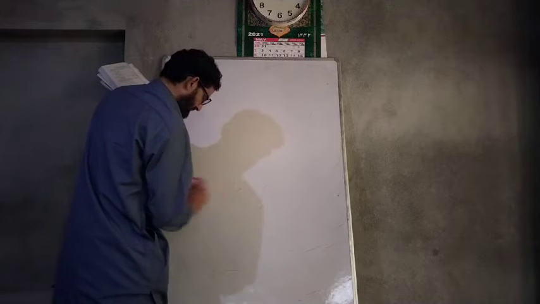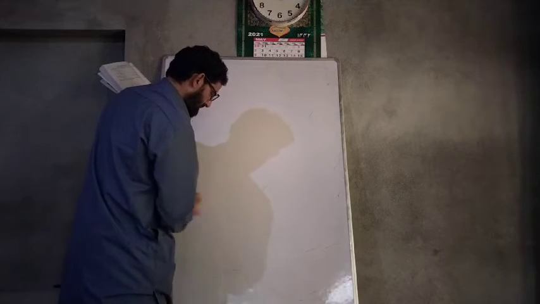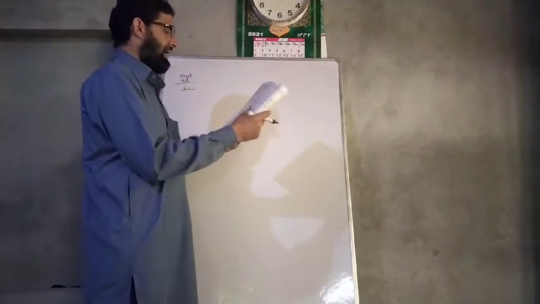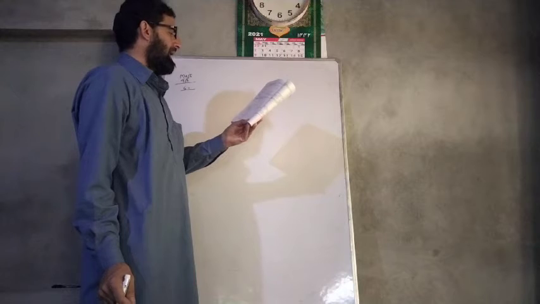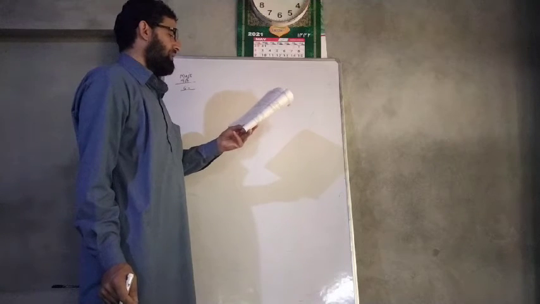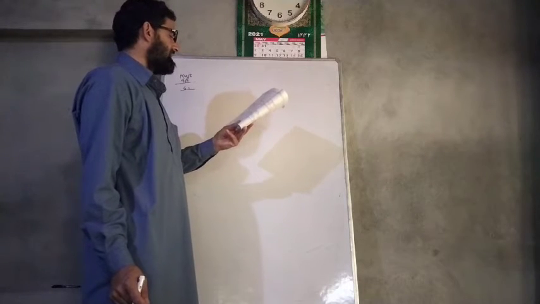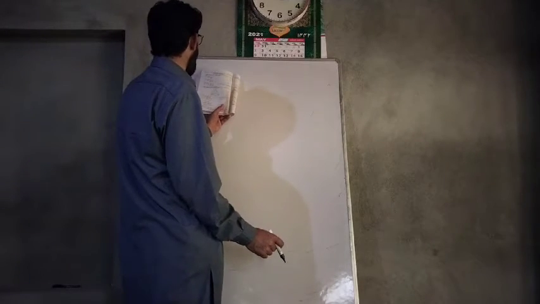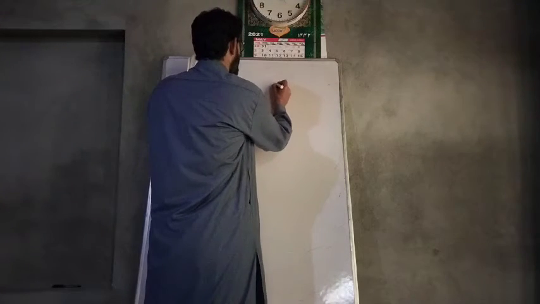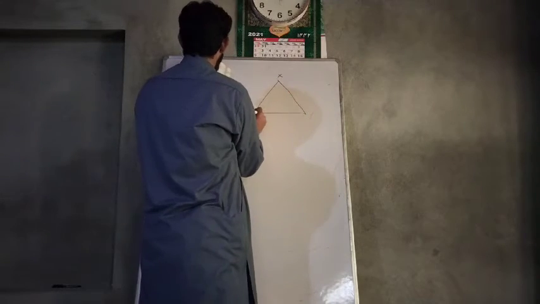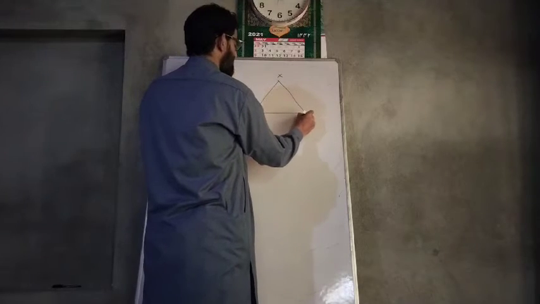Question number 2. Question number 2 reads, in the figure, angle X is equal to 62 degrees and angle XYZ is equal to 54 degrees. YO and ZO are the bisectors of angle XYZ and XZY respectively. Find angle OZY and YOZ. Now see, this is a triangle. This is X and this is Y and this is Z.